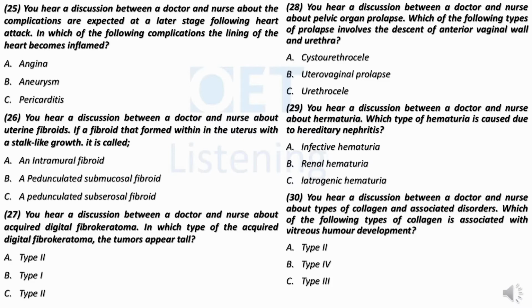Hello, Doctor. What is hematuria? Well, hematuria is a health condition that is identified by the presence of blood in the urine. Microscopic and macroscopic are the two major classifications of hematuria.